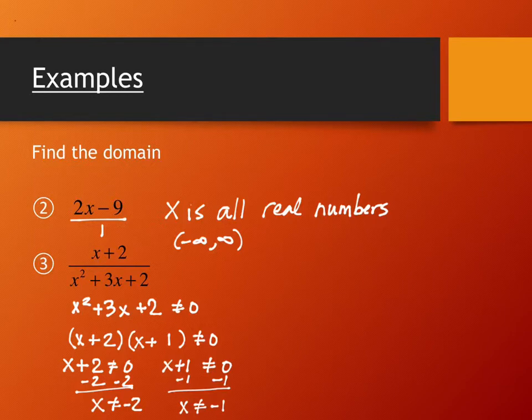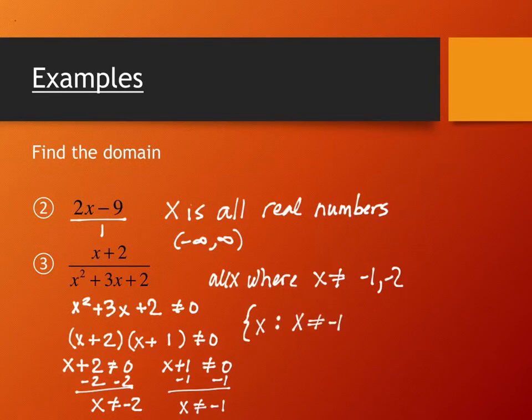So as I'm looking at how I could write my notations, I've got a couple of options. Again, I'm going to ignore the interval notation from here on out, but I can say all x, where x does not equal negative 1 and negative 2. It's one option. If I want to use set builder notation, I would do x such that, and do the same thing, x does not equal negative 1 or negative 2. Works very nicely.